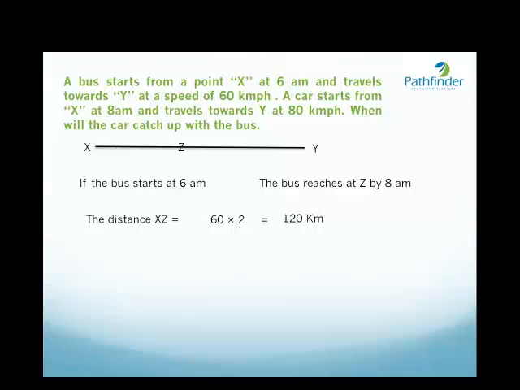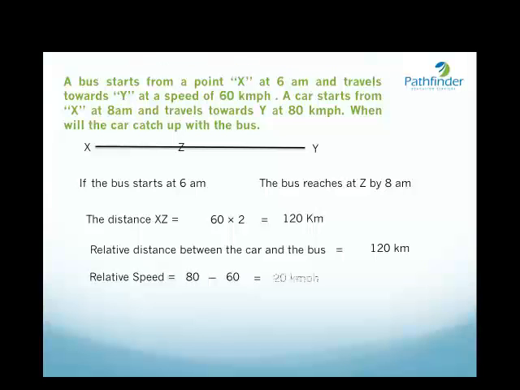At 8 o'clock, the car also starts moving, and the moment the car starts moving, we will have the relative speed into picture, because the relative speed will come into picture at 8 am when the car starts moving. And this distance XZ, which is 120 km, is the relative distance between the car and the bus. So we say the relative distance between the car and the bus is 120 km. Both the bodies, that is the car and the bus, move in the same direction. So the relative speed between the two bodies is 80 minus 60, that is equal to 20 km per hour.